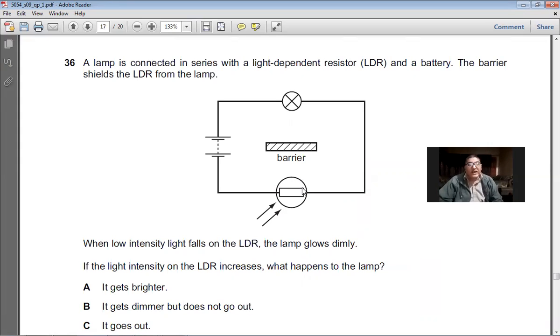So in the bright light, the resistance will decrease. So the current coming from the battery will increase. The LDR will take less voltage, and the voltage available for the lamp will become larger. The current value will increase. So the power used by this lamp will also increase. So it will become brighter. It gets brighter, I think.